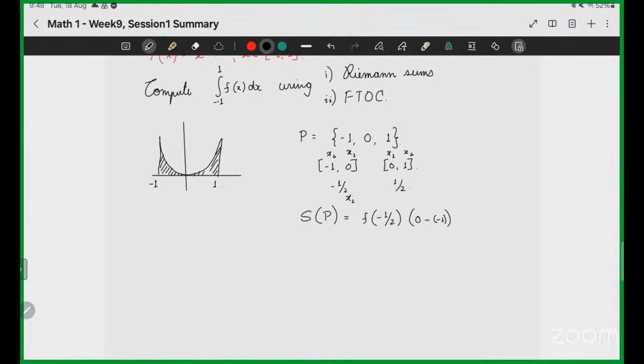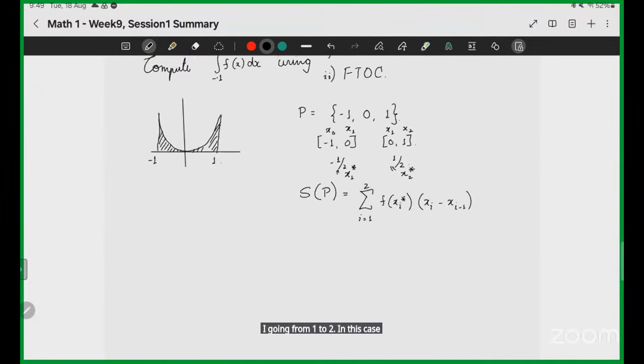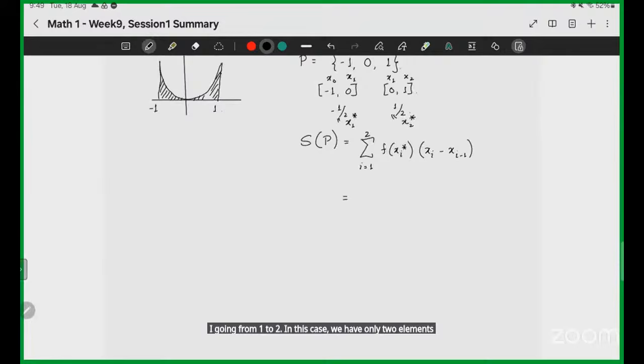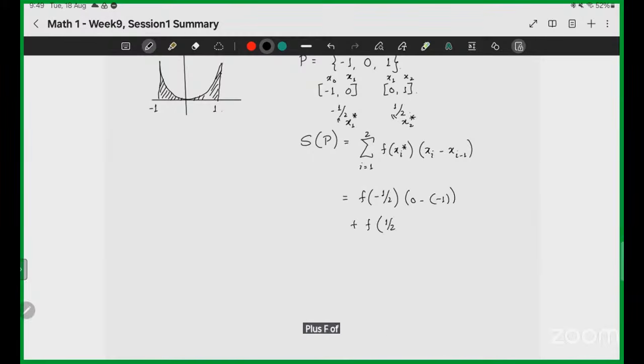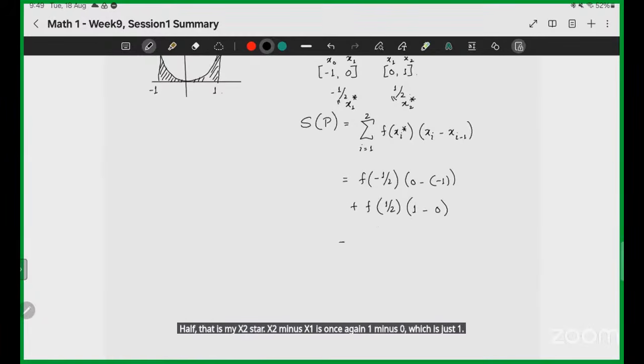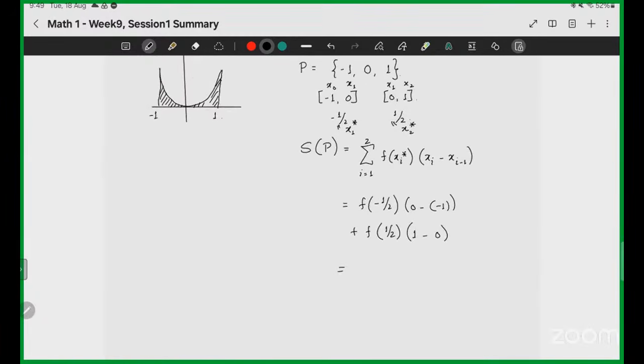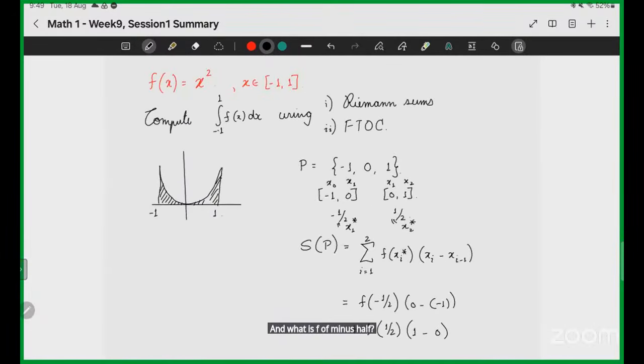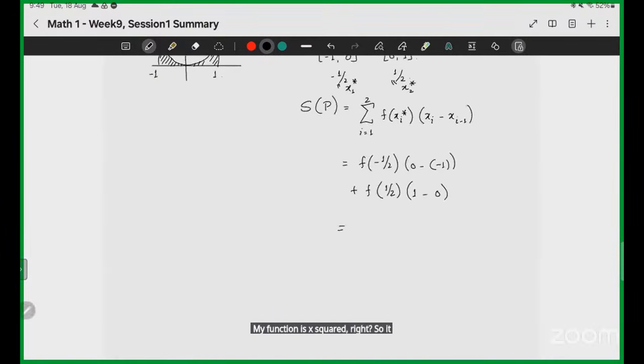Xi minus xi minus 1, i going from 1 to 2. In this case, we have only two elements. So this is f of minus half times 0 minus minus 1, plus f of half, that is my x2 star, times x2 minus x1, which is once again 1 minus 0, which is just 1. And what is f of minus half? My function is x squared, right? So it's 1/4. 1/4 plus 1/4. So the whole thing is half.